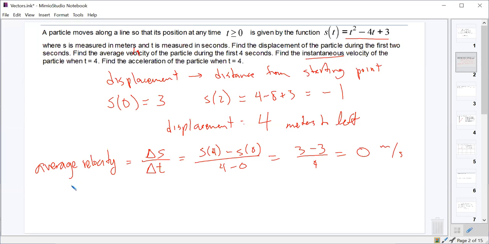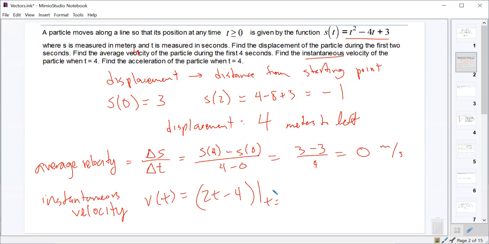But if we want instantaneous velocity, that means we need a velocity function. And what is our velocity function? 2t minus 4, which we will evaluate at t equals 4, because that's what it asked for. Evaluated at t equals 4 gives us what? It's 4 meters per second. So its instantaneous velocity is 4 meters per second. What about its acceleration?